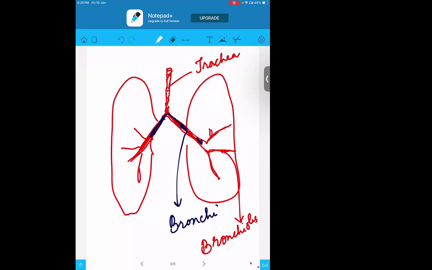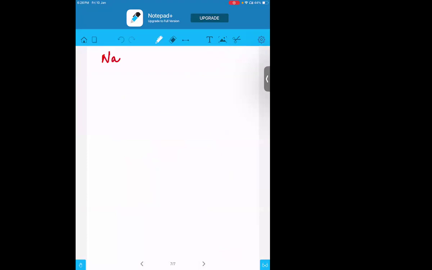And over the bronchioles, there will be balloon-like structures present, which we call the alveoli. This alveoli is the place where the exchange of gases will be happening. So they will be taking in the oxygen and releasing the carbon dioxide. So that is how it will be working.